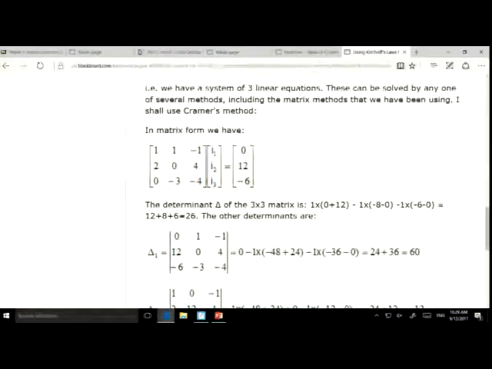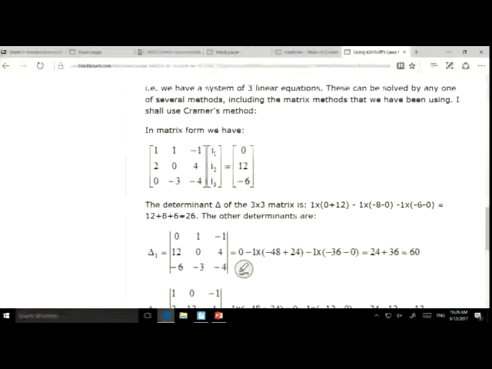And then the bits in the brackets are found by covering up the top row and the elements. So for instance, this first one here, what we've done is covered up those two and then multiplied 0 times minus 4. So it's always in that direction first. 0 times minus 4, minus 4 times minus 3. I wonder if I could show that.